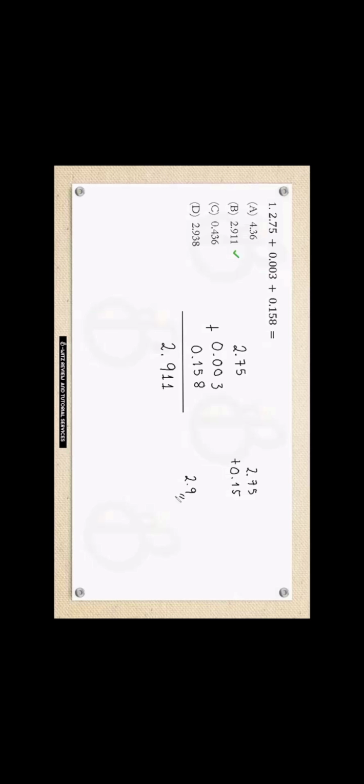So why are the other choices incorrect? For letter A, 4.36 is too large. We're adding numbers less than 1 to 2.75. So A cannot be. For C and D, which are 0.436 and 2.938, are too far from our quick estimate of 2.9.